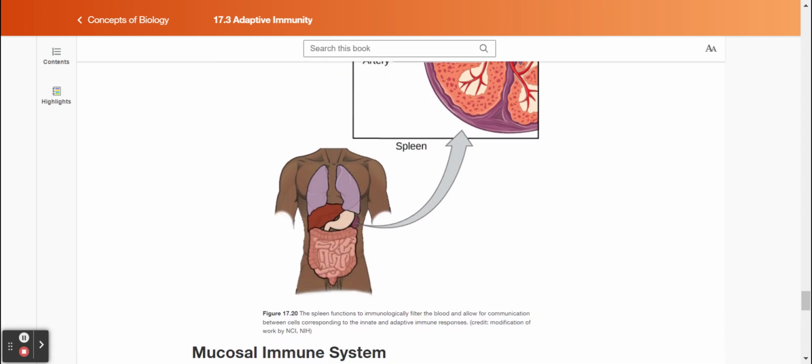Figure 17.20. The spleen functions to immunologically filter the blood and allow for communication between cells corresponding to the innate and adaptive immune responses.